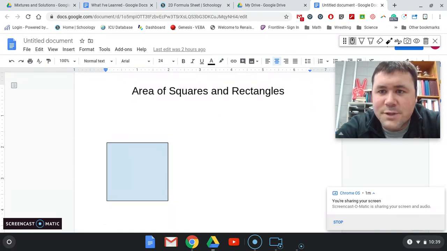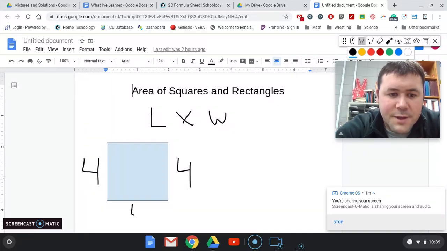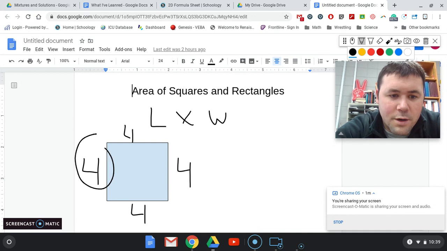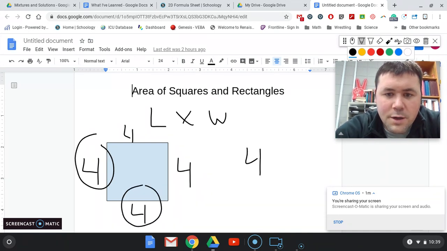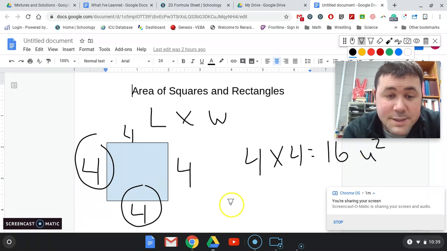So remember, areas of squares and rectangles, the area is length times width for both of these. This is a square, which means that all the sides are the same. So if this side is 4, that means this side is 4, this side is 4, and this side is also 4. Remember, area is length times width. So in this case, it would be 4 times 4, and our area is 16 units squared. Units squared because there's no measurement behind it, squared because it's area.